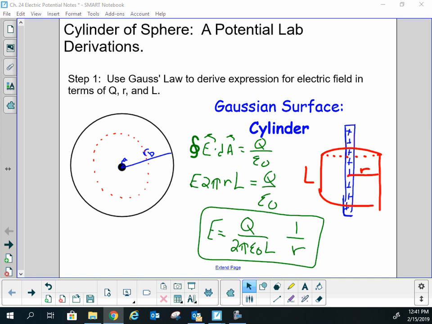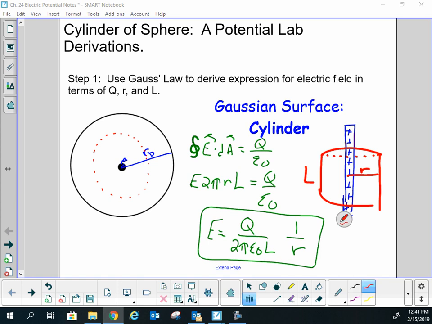And so what we're doing is we're using two different geometries today. We're going to use the cylinder geometry. Your job is to derive the spherical geometry. You will use the same steps. You will just be using a different geometry. So the Gaussian surface there is shown in red, and we used Gauss's law to derive a relationship between our electric field and the radius.